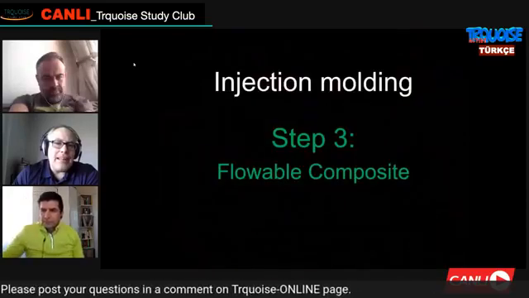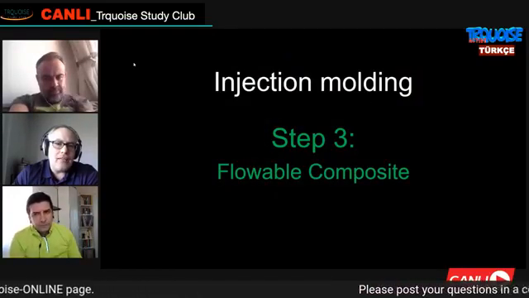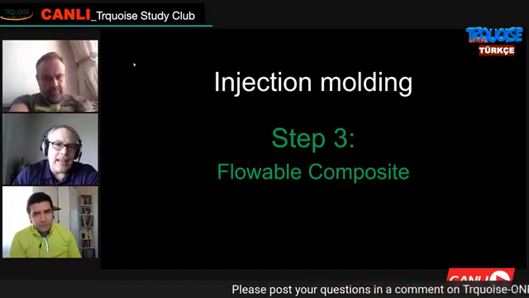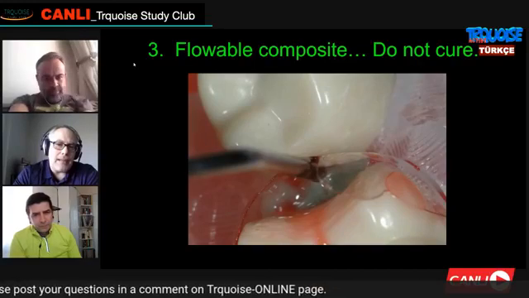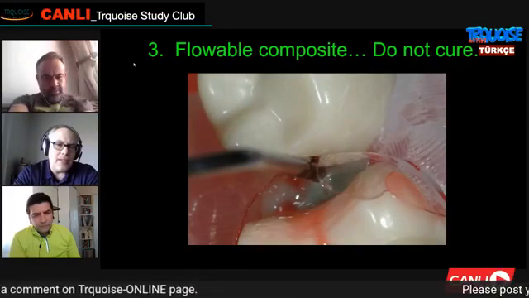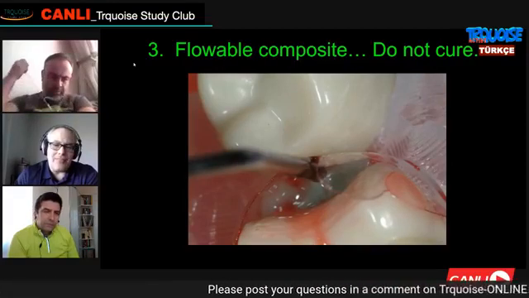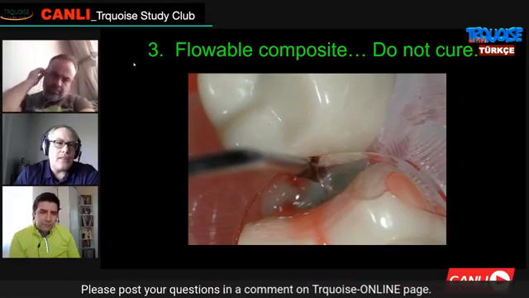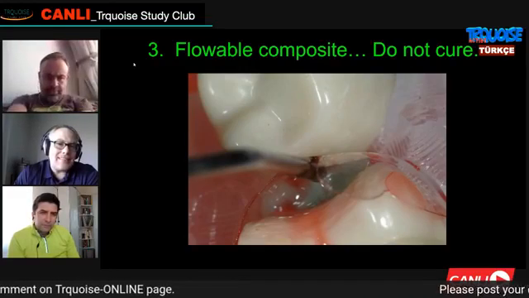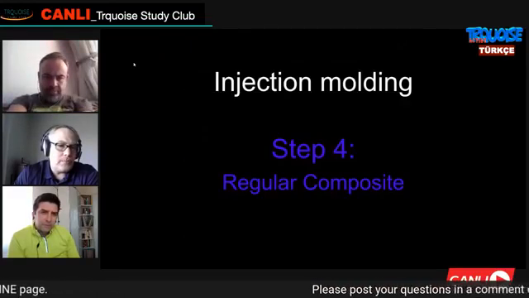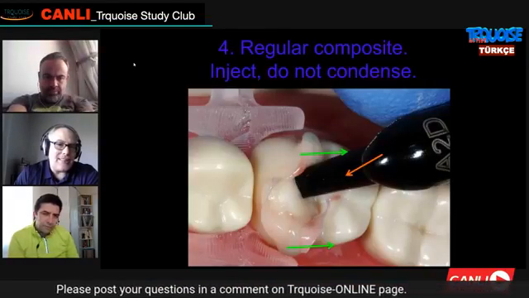Then right into the bonding agent, you place your flowable composite. And you can see what's happening. As you're placing the flowable composite, the bonding agent, which is dyed orange, is starting to become displaced. And you do not cure your flowable composite, because at the next step, you're going to use heated paste composite, and you inject it directly.